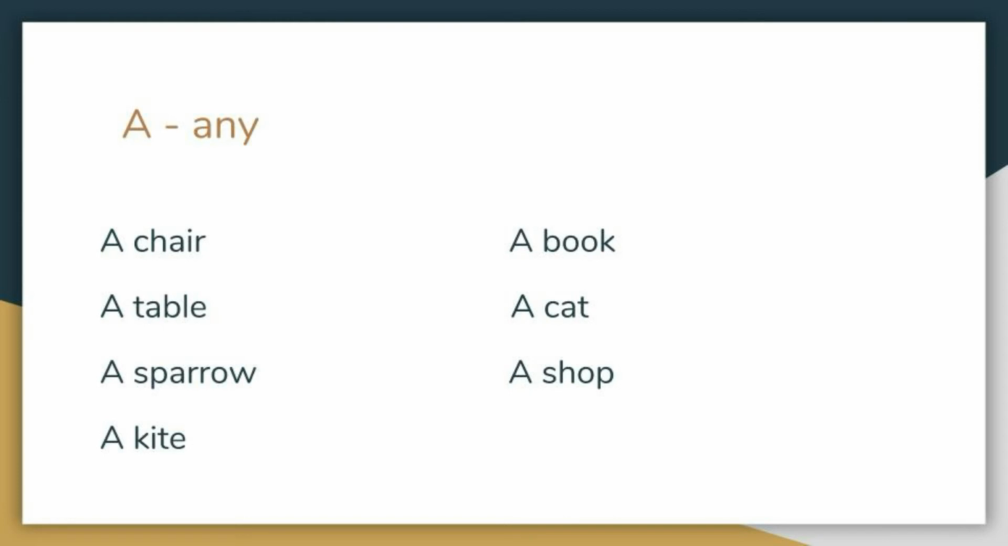For example, a chair. Here, we can say that chair begins with C, which is a consonant, and we use a before a consonant. Thus, we say a chair, then a table. Here, T is a consonant, so we say a table. A sparrow, here S is a consonant, like a kite. Here K is a consonant, so we use a kite. A book, here B is a consonant. A cat, here C is a consonant.